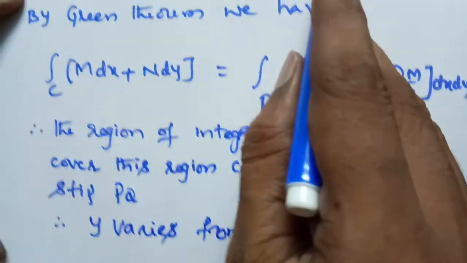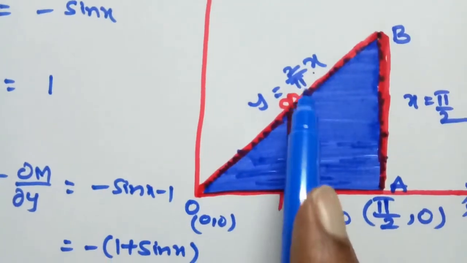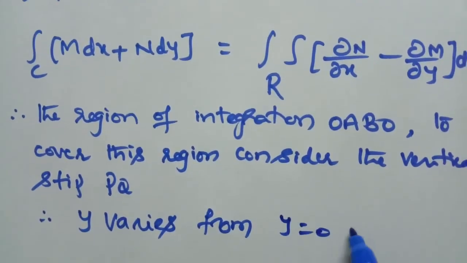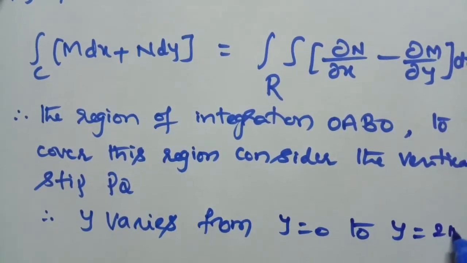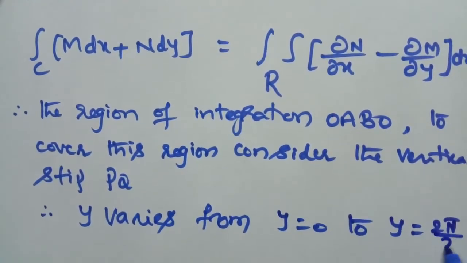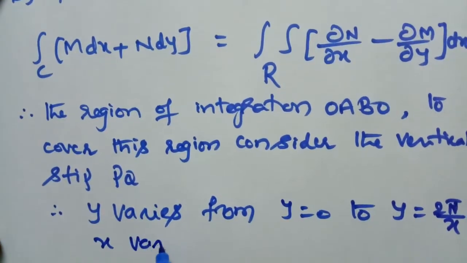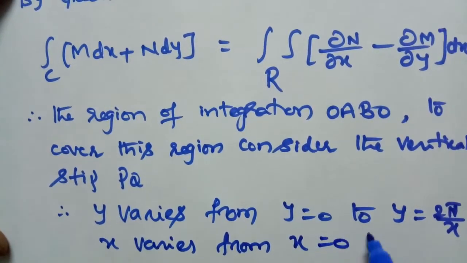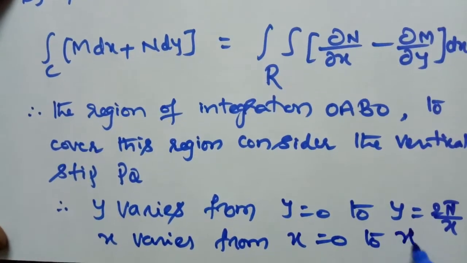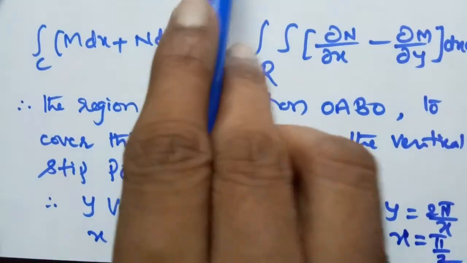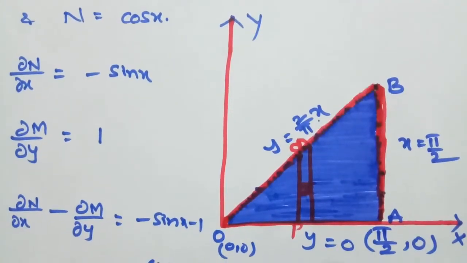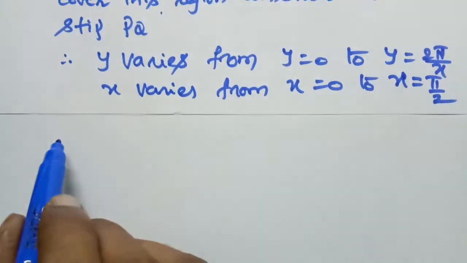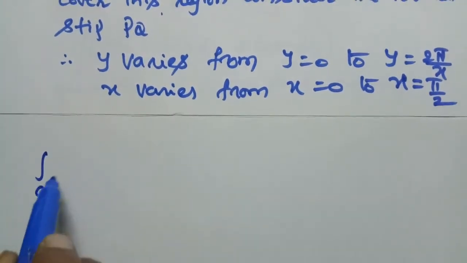y equal to 0 to y equal to 2x by pi, as the lower strip lies on y equal to 0 and the upper strip lies on y equal to 2x by pi. x varies from x equal to 0 to x equal to pi by 2 to cover this region, so this PQ slides from left to right. Therefore, x varies from 0 to pi by 2.